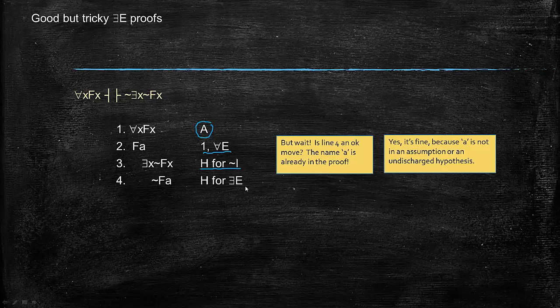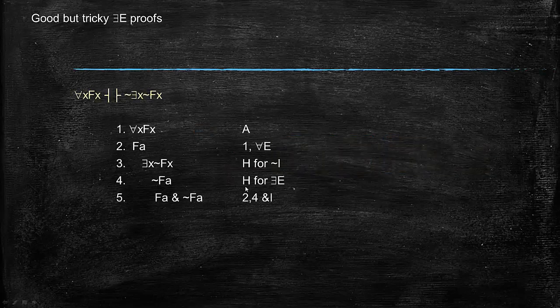And that's where we need to be careful, because if we write FA and not FA, it's perfectly okay to do that from lines 2 and 4 and introduction. If we write that and we try to discharge the hypothesis at this point, look what happens. A is still in the line, right? We had gone to A here, and A is still in the formula that we're trying to terminate the existential elimination proof with, and that's not okay. So we can't do it that way.